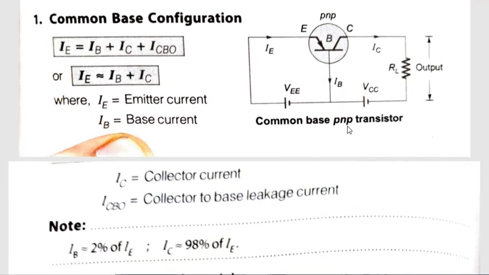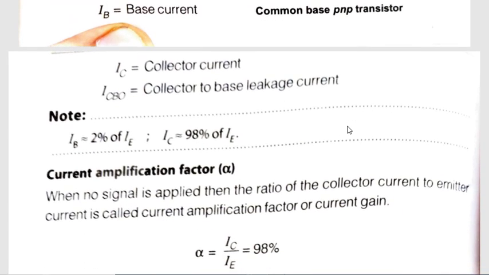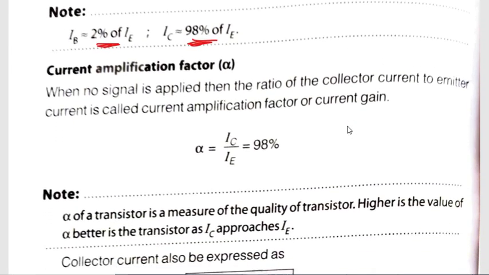Now let's see formulas related to common base configuration. In common base configuration, IE is equal to IB plus IC plus ICBO. IB is the base current, IC is the collector current, and ICBO is the collector to base leakage current. Approximately, IE is approximately equal to IB plus IC. Here in common base, IB is 2% of the emitter current and IC is 98% of the emitter current. Remember.